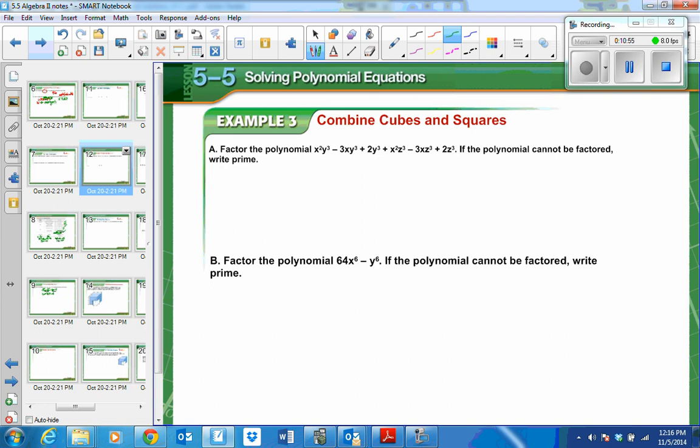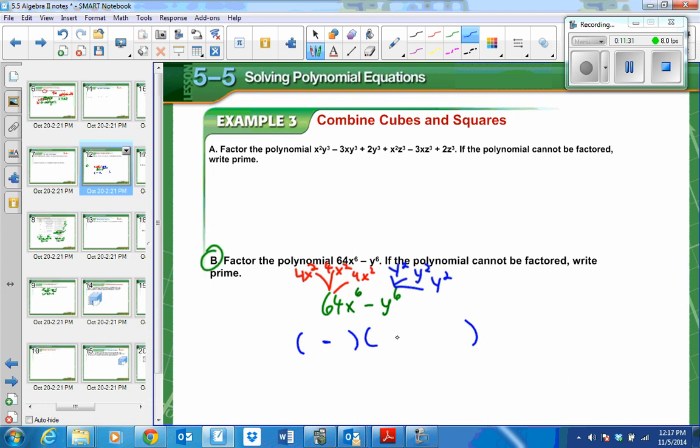The only one I care about on this page is problem B, and so we need to look at 64x to the 6th minus y to the 6th. And are they perfect cubes? Yes. 64x to the 6th is 4x squared times 4x squared times 4x squared. y to the 6th is going to be y squared times y squared times y squared. So now we're going to do our double bubble for a binomial and a trinomial, and our signs are going to be same, opposite, always positive.